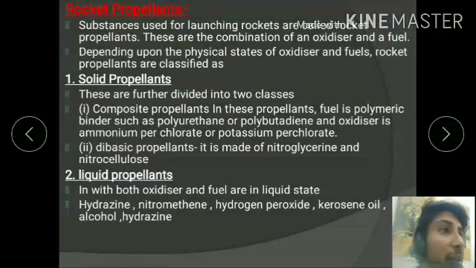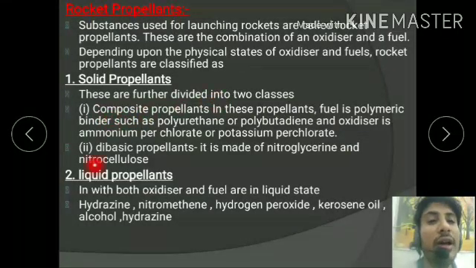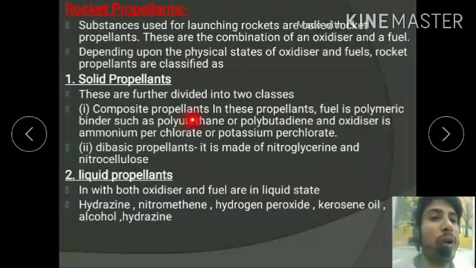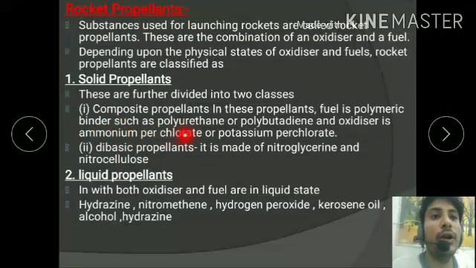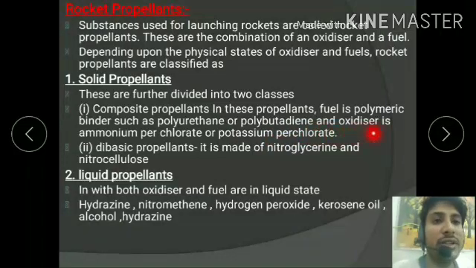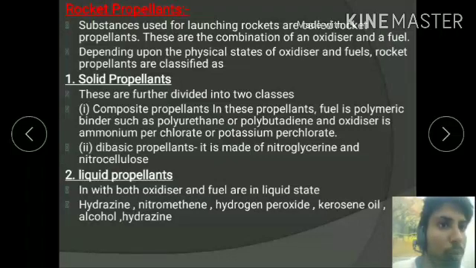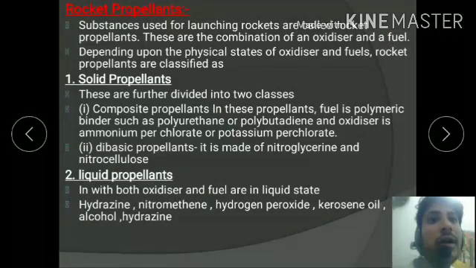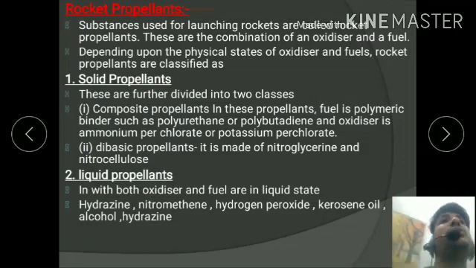Solid propellant is again divided into two parts: the composite propellant and the dibasic propellant. In the composite propellant, the fuel is a polymeric binder such as polyurethane or polybutadiene, and the oxidizer is ammonium perchlorate or potassium perchlorate. Okay, this is the solid propellant.